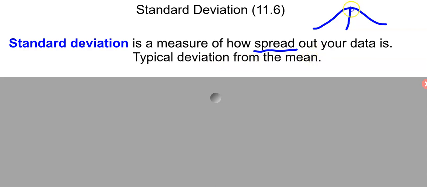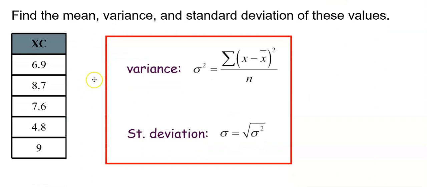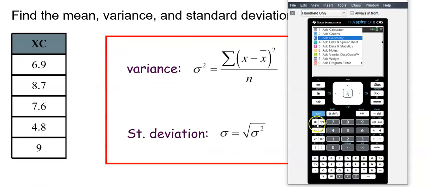So if the mean is in the middle here, and there's some data value out here, what's the difference or the deviation from the mean in either direction? It could be below or it could be above. What's that typical deviation, kind of distance, from the mean? So let's use an actual data set here and try to find this. Let me start with this data set.